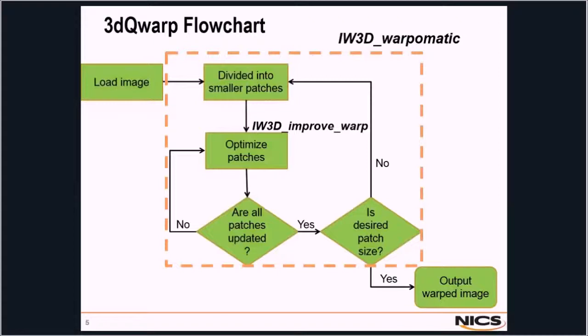So the basic flow chart of 3dQwarp is: you load the image, you divide the image into smaller patches, and you optimize the patches with some kind of optimizer. Basically in AFNI's 3dQwarp code, it's a line search. You update patches one by one. If all the patches are updated, then you check whether it is your desired patch size. If it is, then you generate the warped image and your warp, which can be applied to other signals of the same image.